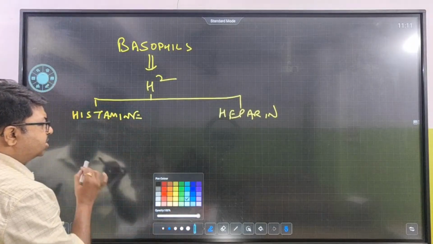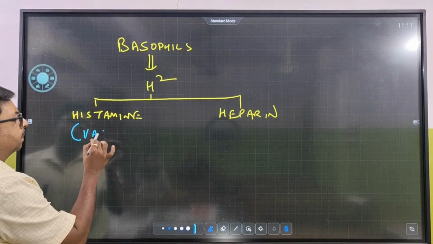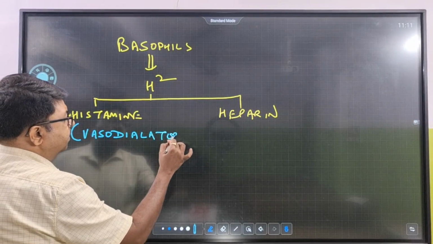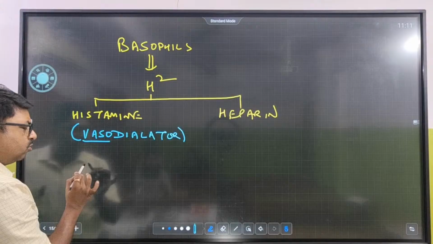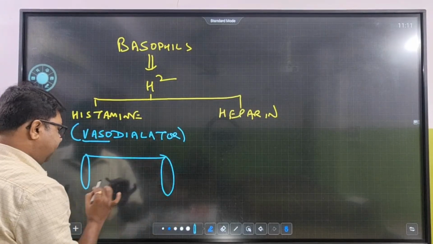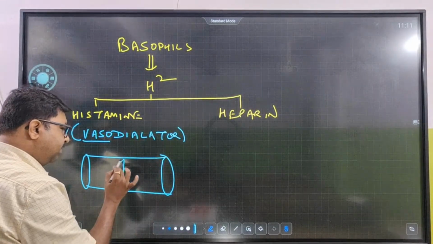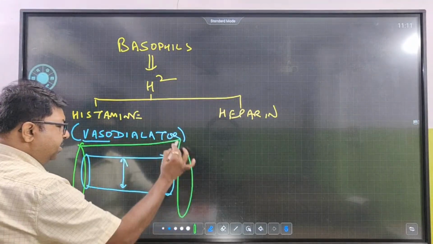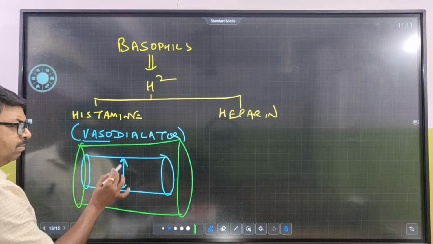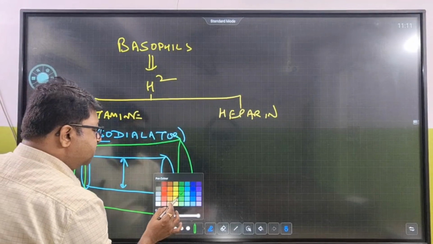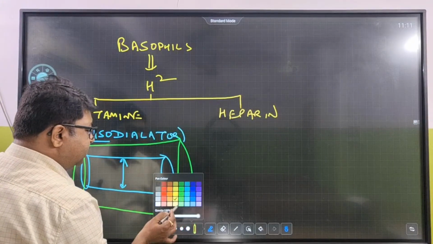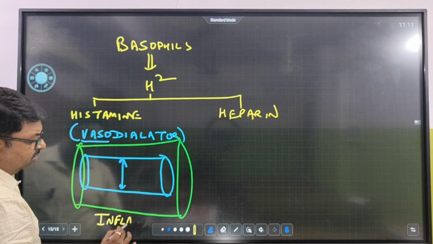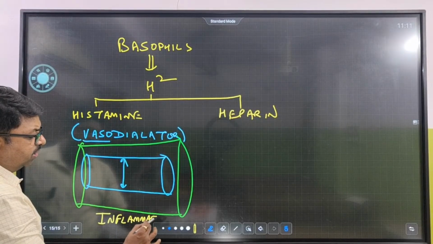Histamine acts as a vasodilator. What is the meaning of vaso? Vaso means blood vessel. So they can help in increasing the diameter of the blood vessel. If the diameter of the blood vessel increases, and when this is really needed, this is the real cause of inflammation.